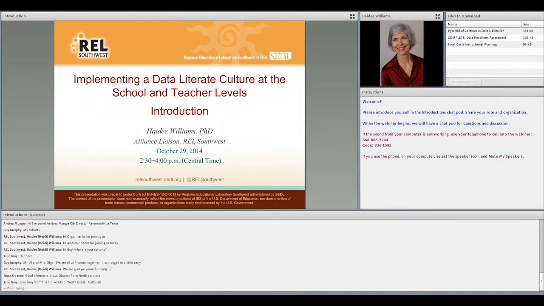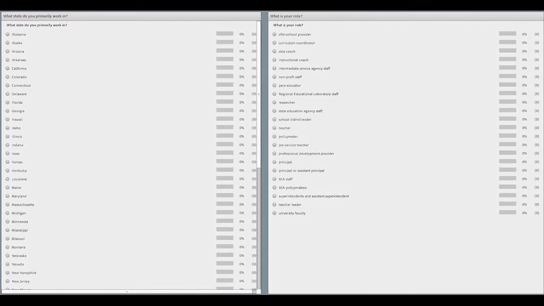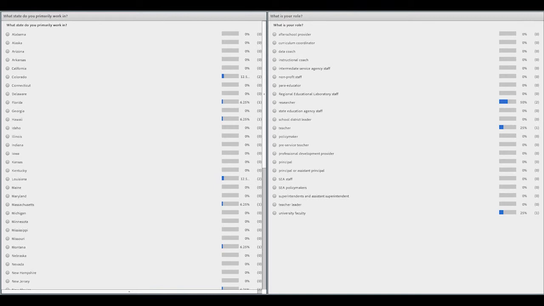First thing we want to start off, this is Haidee Williams, and I am the Alliance Liaison that works primarily with the Oklahoma Rural Schools Research Alliance. And what I'd like to do is start off first and find out where you're from. So we're going to switch layouts, and if you will, fill out this poll and tell us where you're from and what you do. What's your role? And our friend from Canada, we even added a category for you at the very bottom. So be sure to fill that one out as well.